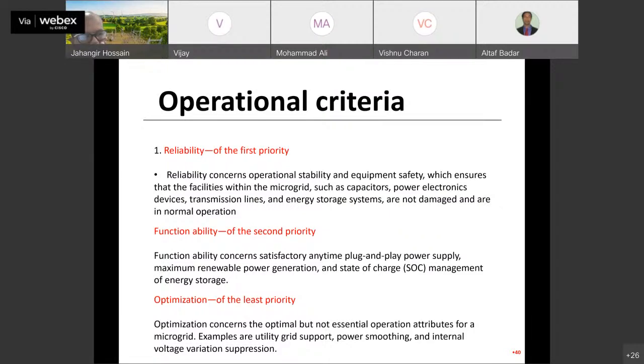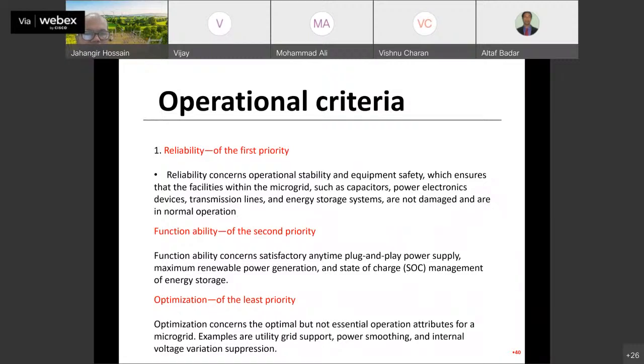Now, before talking about control, let's see what the operational priorities for a microgrid are. The first priority that a microgrid would like to have, and that is achieved through this control, is reliability. This is the first priority when you are designing and operating a microgrid.